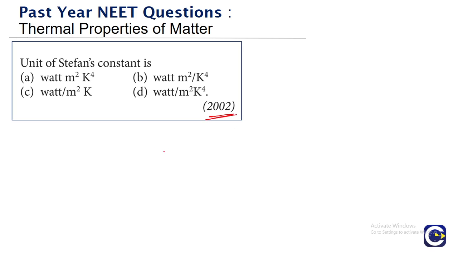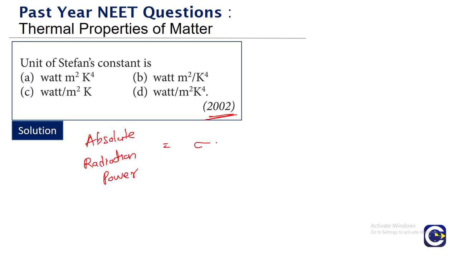This is a straightforward question based on the Stefan's constant. They're asking us what is the unit of the Stefan's constant. Stefan's constant is also known as the Stefan-Boltzmann constant. The absolute radiation power of a black body will be equal to sigma A T to the power of 4, where temperature must be on the Kelvin scale. Here they are just asking us what is the unit of this sigma.